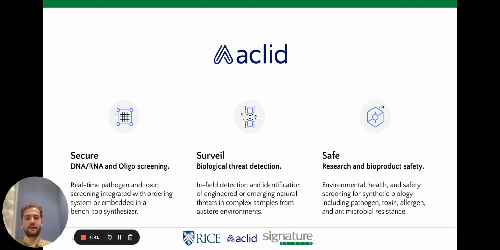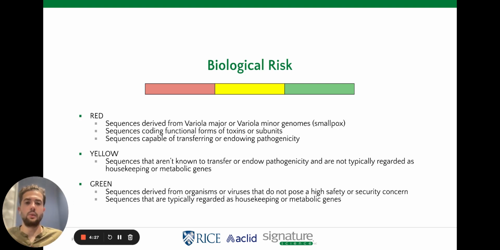We help identify pathogens and toxins in DNA sequences that are either synthetic and natural, and we help industry with customer verifications and compliance checks, really helping automate a lot of the process, making sure they protect their liability and stay compliant. When we think about biological risk, we often use a few buckets.